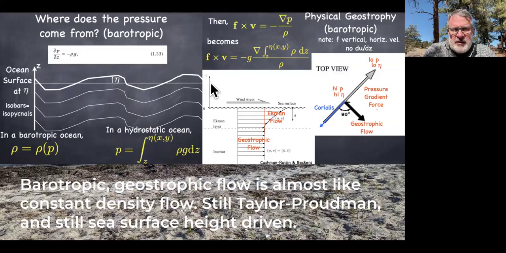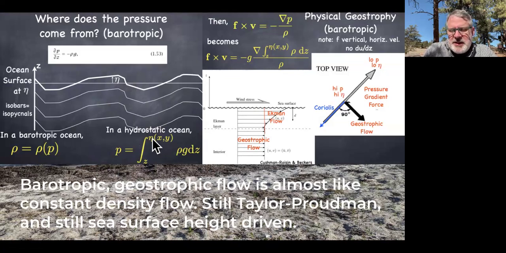So you might not think that this is going to get much simpler. Well, let's go ahead and plug it in. We can take the gradient of this thing. Fine, we take the gradient and we get this rather complicated formula, which says we accumulate the pressure from the surface down based on whatever the density is, and the gradient of that is the thing that drives the flow. And so this still doesn't look that simple, but we could ask questions like, is it still Taylor-Proudman at least? Do we still get variations below? And is it still the sea surface height variations that are driving this?